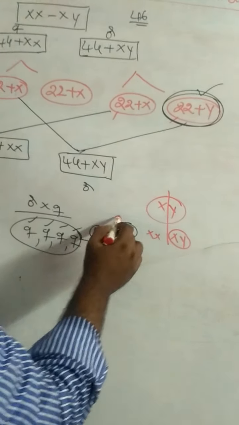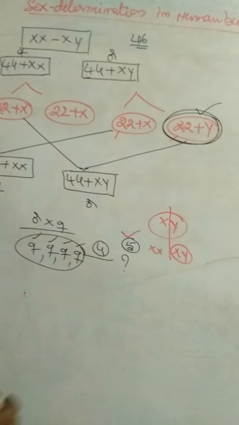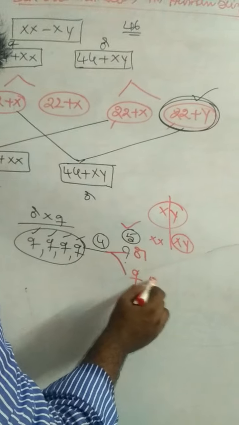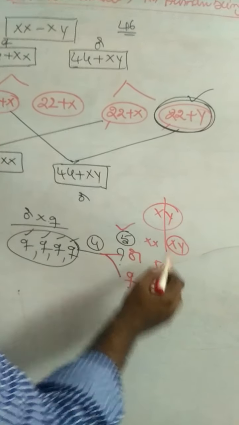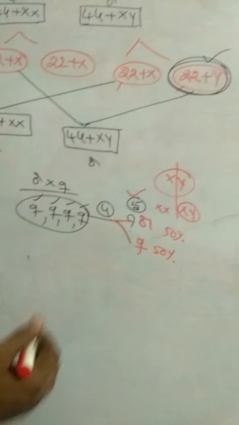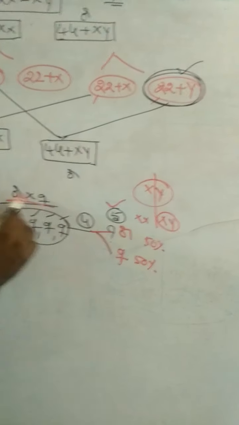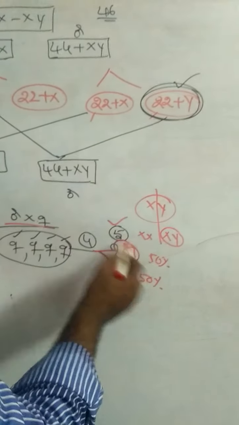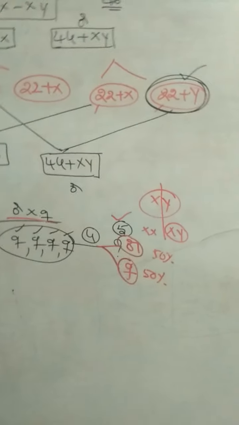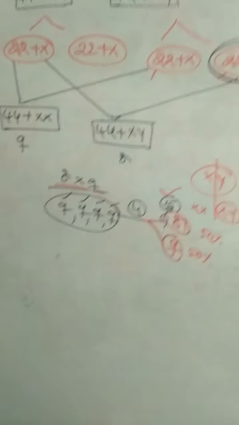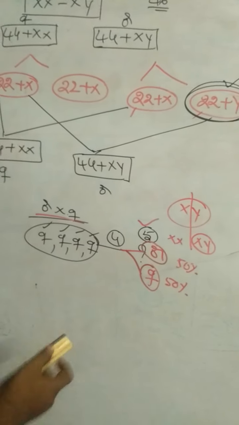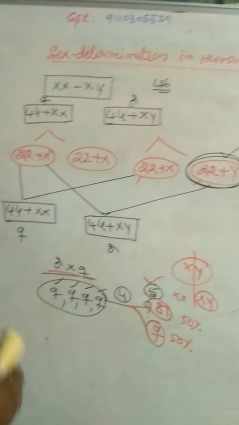That means the fifth child may be male or female. Chances are 50% male or 50% female. So this couple has 4 daughters, and the fifth one will be either male or female, with a 50% chance each. That is about sex determination in humans. So sex is determined at the time of fertilization.